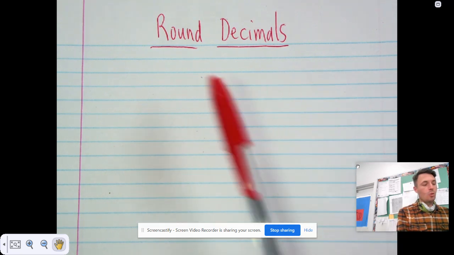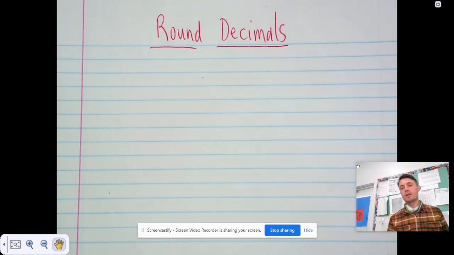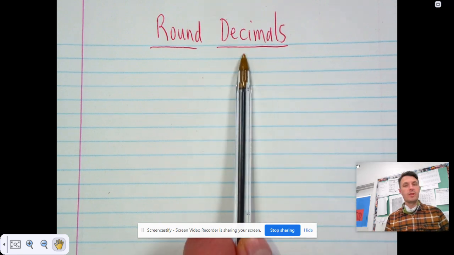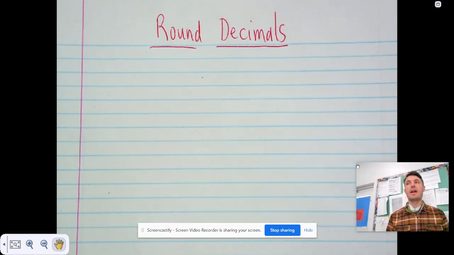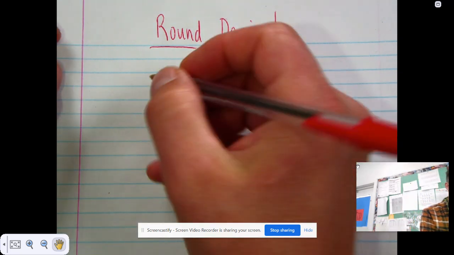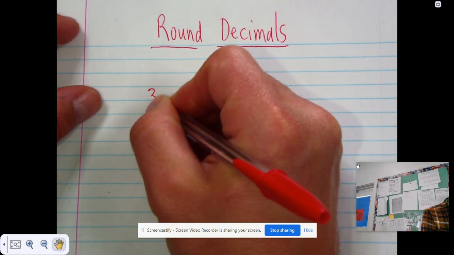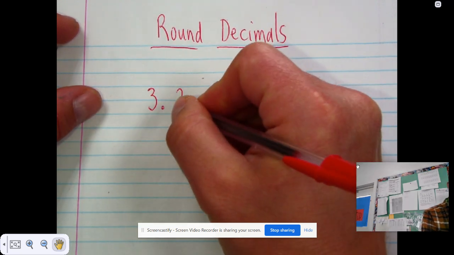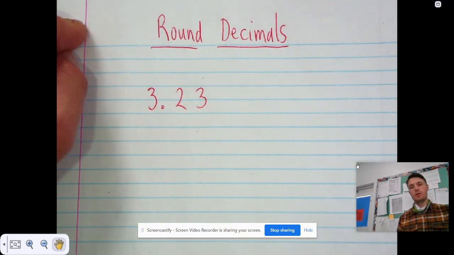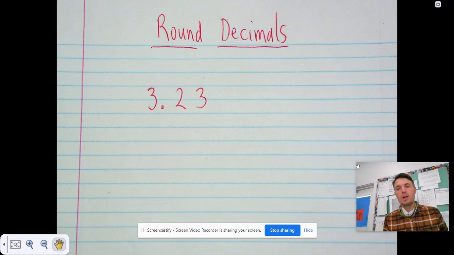Now, remember that when we round, we're finding an approximate value. The word approximate means around the same as. And so when we're rounding, we're finding something that's around the same as the exact answer, but not the exact answer. And remember that a decimal number is any number that has digits to the right of the decimal point. So an example would be like 3 and 23 hundredths.